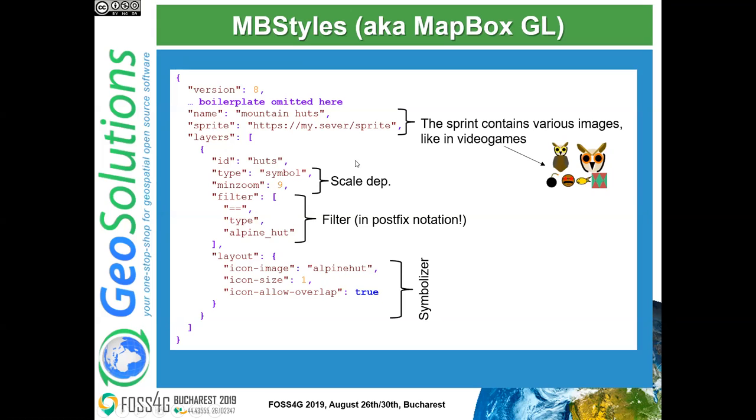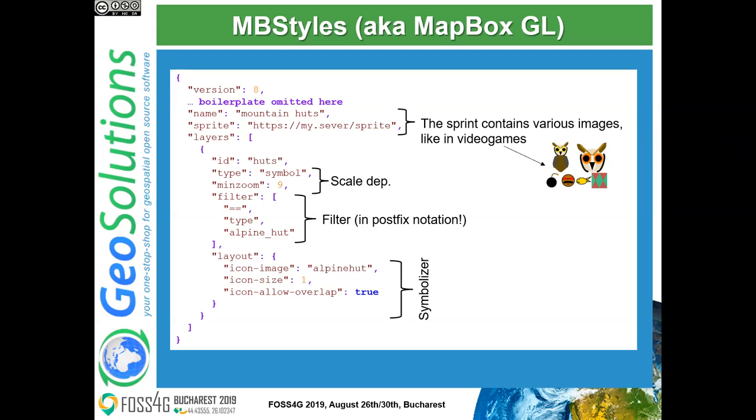You can see the specification. So we have this sprite. We have the filter here, equal is equals type alpinat, which is, as I said, postfix notation. Scale dependency is designed as zoom levels, and the layout, which contains the icon image. Now, this is sort of an inference. We say the symbol is on alpine out. The client is going to go into the sprite, look at the image, look at the JSON definition, look at where alpine out is in the sprite, clip it out, and use it as a symbol.